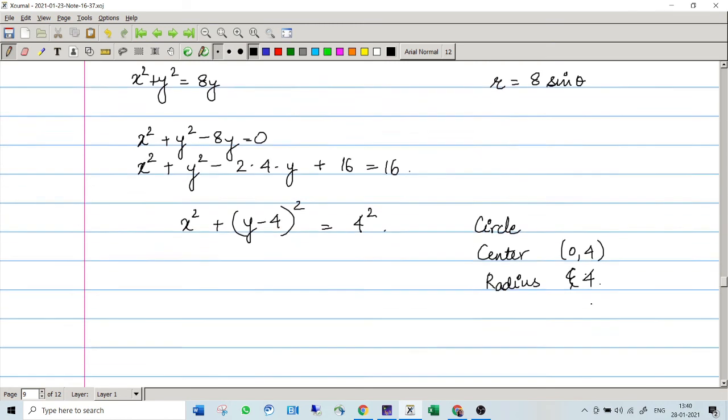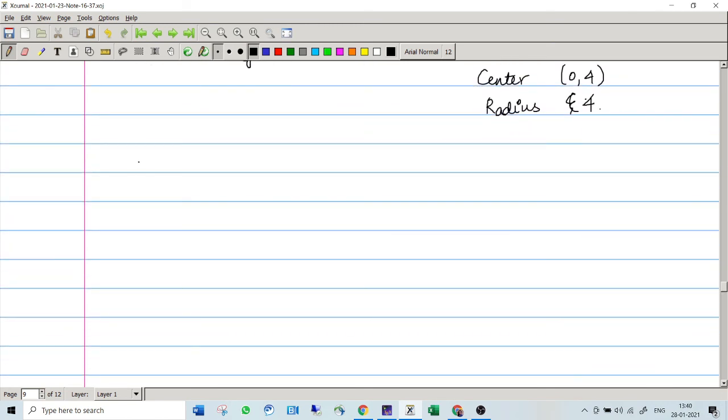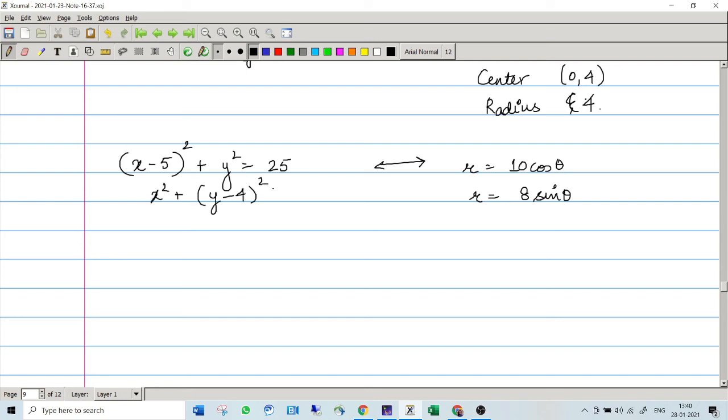So you have precisely seen it using the two examples we considered above. Once you had (x minus 5) whole square plus y square is equal to 25, you could reach that it was r is equal to 10 cos theta. And when you had r as 8 sin theta, you had your circle to be x square plus (y minus 4) square is equal to 16.